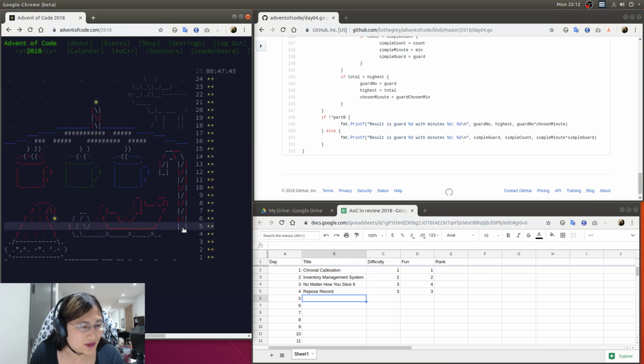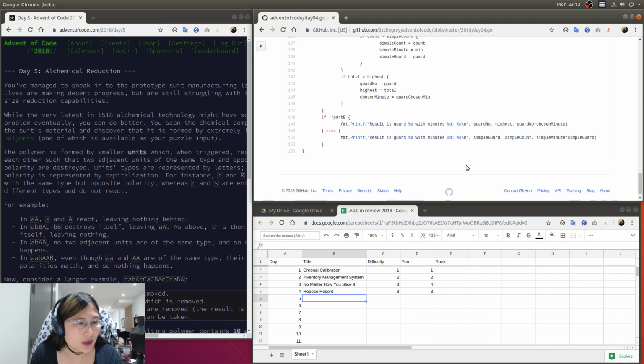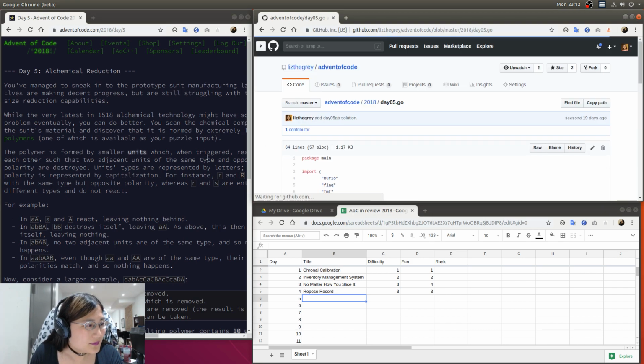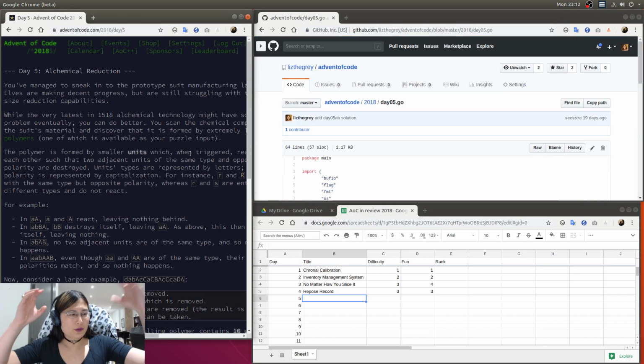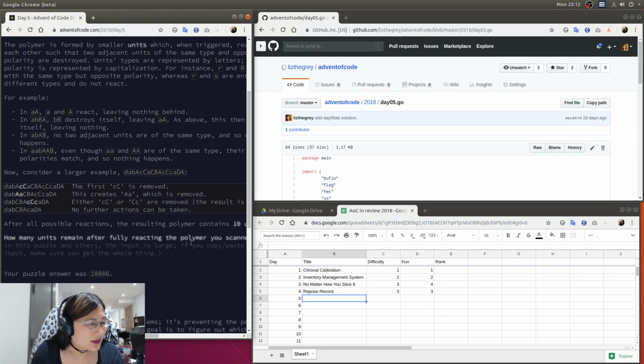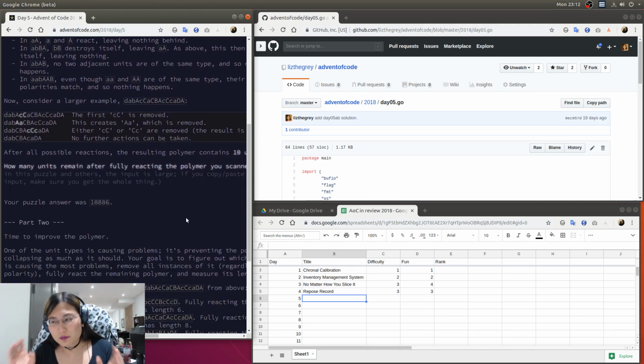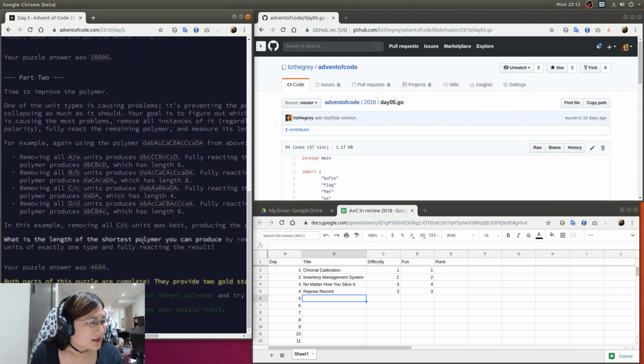All right, puzzle number 5 was reducing uppercase and lowercase, positives and negatives reacting with each other to cause them to disappear. And a lot of people I know got really, really tripped up by the fact that they weren't slicing the end of the new line off, and they got the wrong number of units remaining. They were literally off by 1.